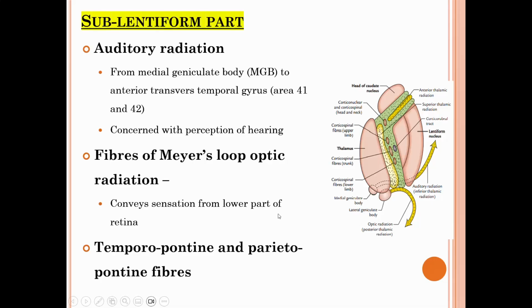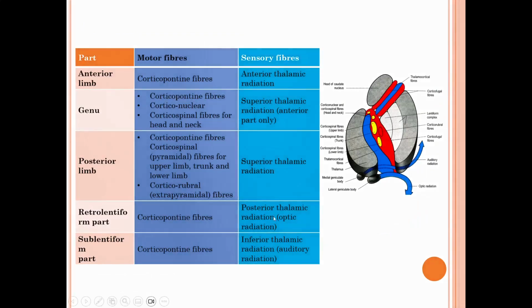They convey the sensation from the lower part of the retina. Also there are temporopontine and parietopontine fibers. So these are the fibers which are passing through the internal capsule. So if you want to summarize, because through the internal capsule both motor and sensory fibers are going. If we see the anterior limb, the corticopontine fiber will go, and also the anterior thalamic radiation will go.